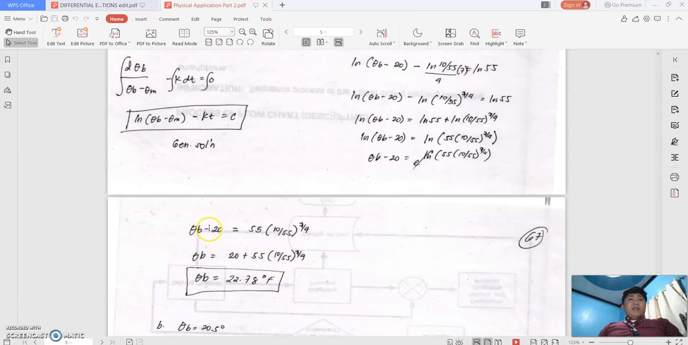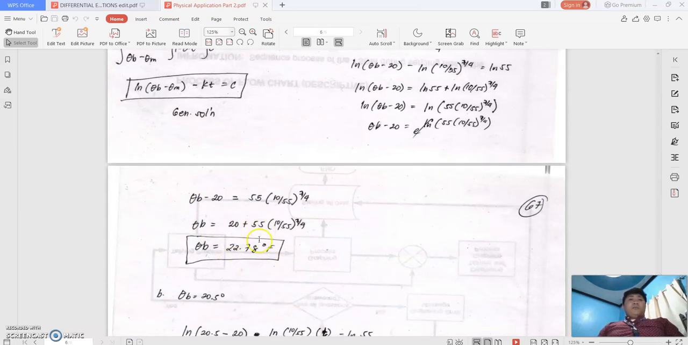So since I have a negative here, transpose it there so that I could get the temperature of the body. So I have 20 plus 55 raised to the power of 55 times 10 raised to the power of 55 divided by 55 raised to the power of 7 over 4. So in there, I have roughly around 22.78.